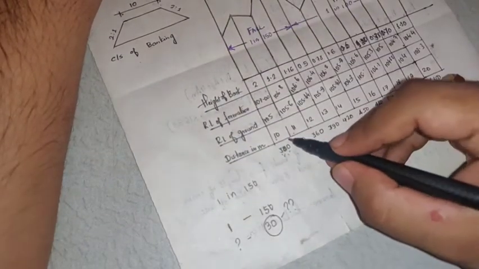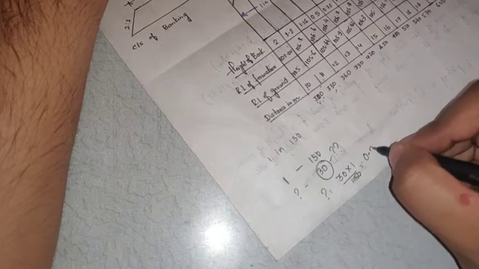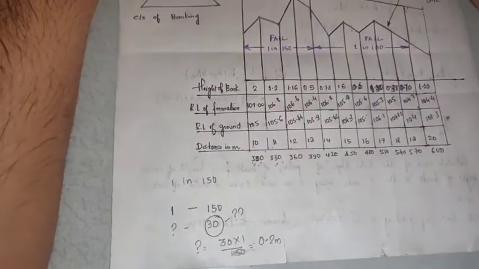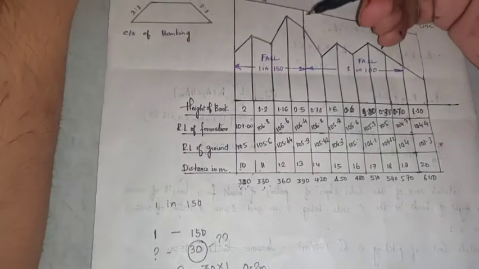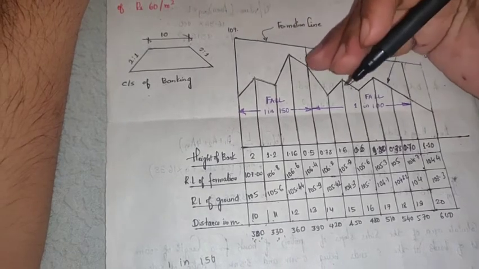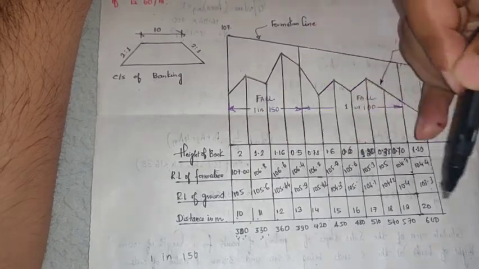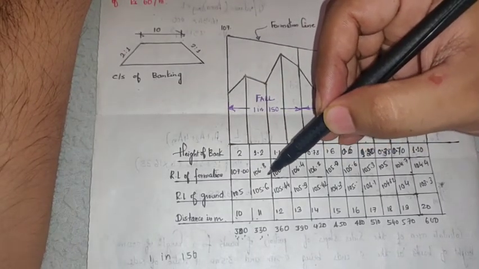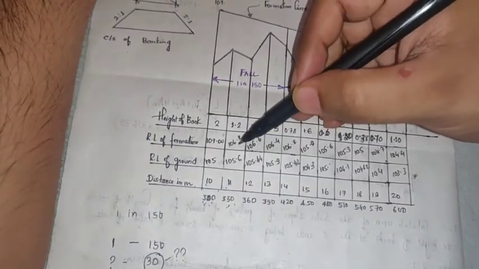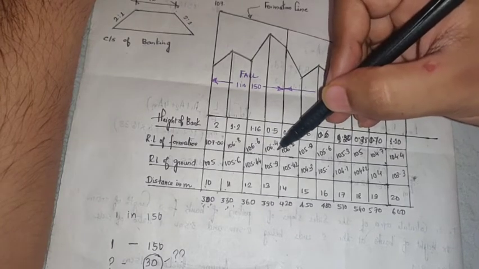So from 0 to 30, how much will be the rise? I will calculate that. So question mark is equal to what? 30 into 1 divided by 150. How much will I get? 0.2 meters. So for every 30 meter horizontal distance, the rise is 0.2. Now when I say it is downfall, from this 107 you have to minus 0.2. So 107 is fixed, and the downfall is 1 in 150, so it is going in the downward direction. So 107 minus 0.2, I'll get 106.8. From 106.8, I have to minus 0.2, then I'll get 106.6. Again, similarly up till here.